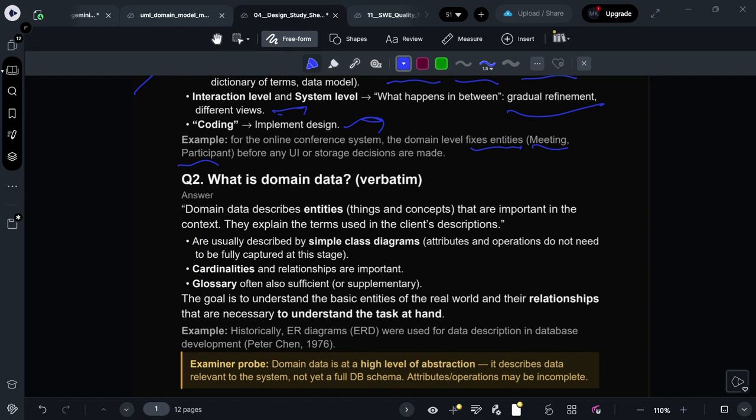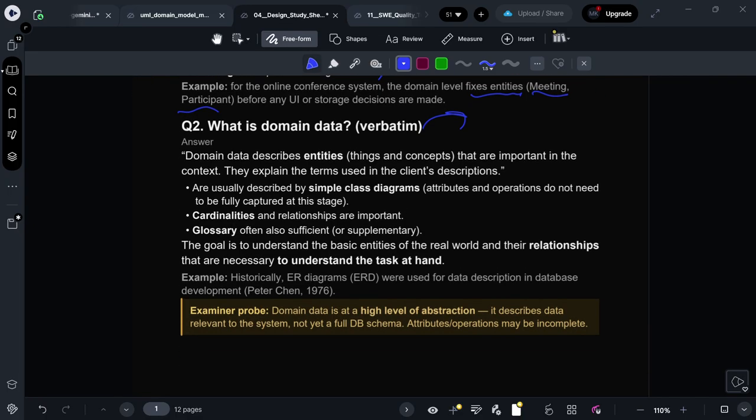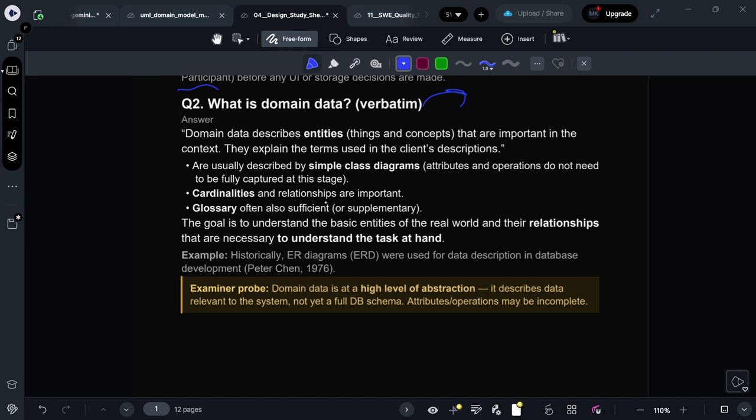Then we have what is domain data. Domain data describes entities, things, and concepts that are important in the context. They explain the terms used in the client's description, and are usually described by simple class diagrams like domain class diagrams. Attributes and operations do not need to be fully captured at this stage. Cardinalities and relationships are important at this stage. A glossary is often also sufficient or supplementary. The goal is to understand the basic entities of the real world and their relationships that are necessary to understand the tasks at hand.